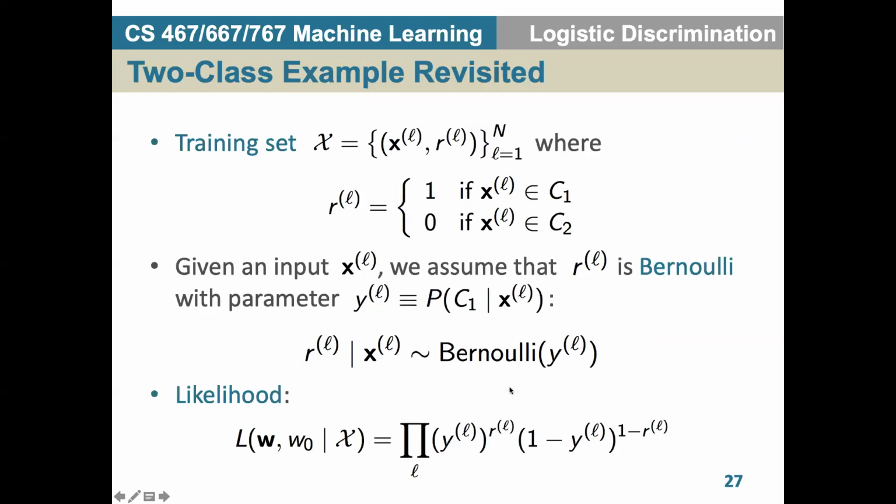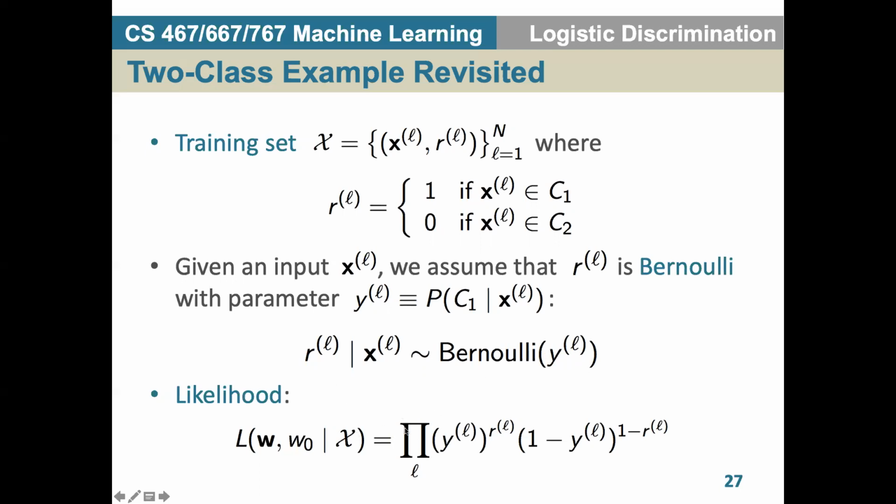So now what is the likelihood? For one particular sample, we know that the Bernoulli distribution can be written like this. This is a success probability. If r is 1, then you have y. If r is 0, then it's 1 minus y. This is for one data point, and we assume that different data are IID distributed, so we take the product. And this is the likelihood. If we want to compute the log likelihood, we need to take the log.